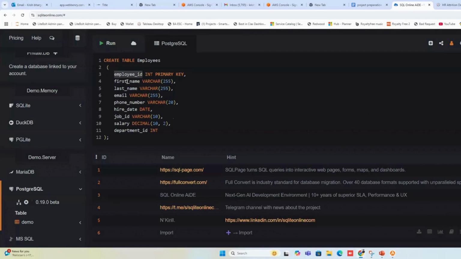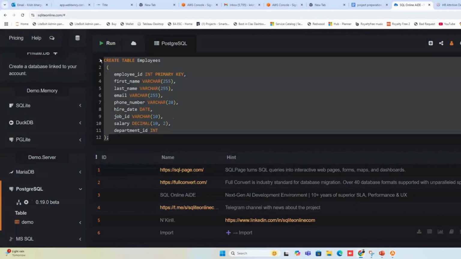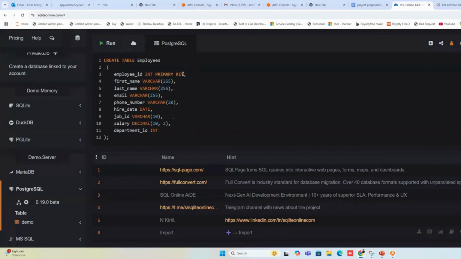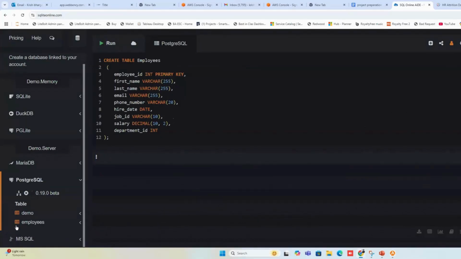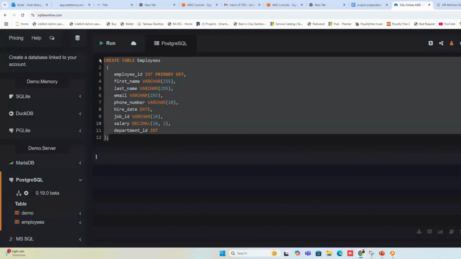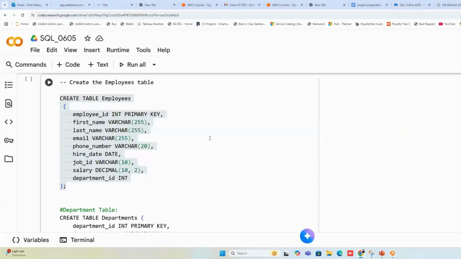So we have employee ID, first name, last name, email, phone number, hire date, job ID, salary, department ID. These are the columns that will be in my table. As you can see, employee ID is an integer and it is my primary key, so I've applied a constraint there. I've not applied any other constraints here. So when I run it, you see the employee table is created. The table is created, but the table is still empty.